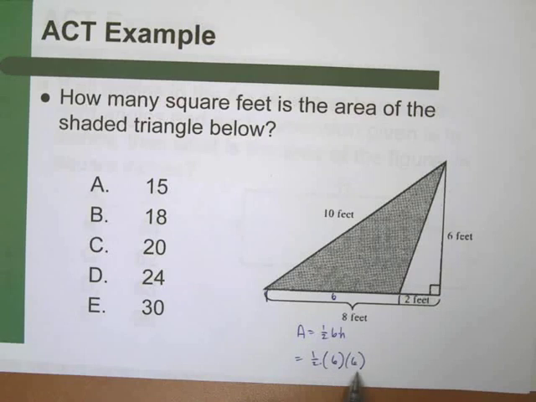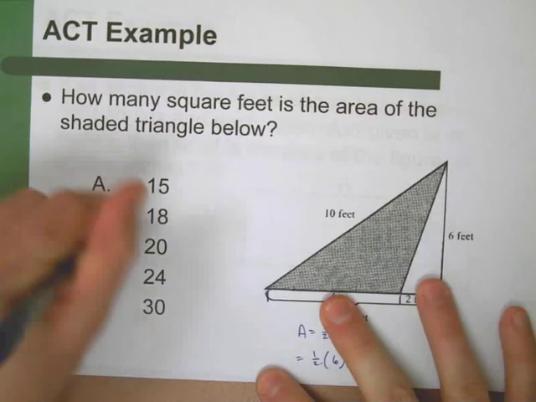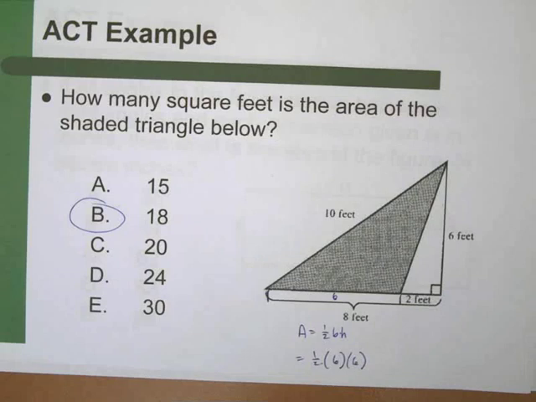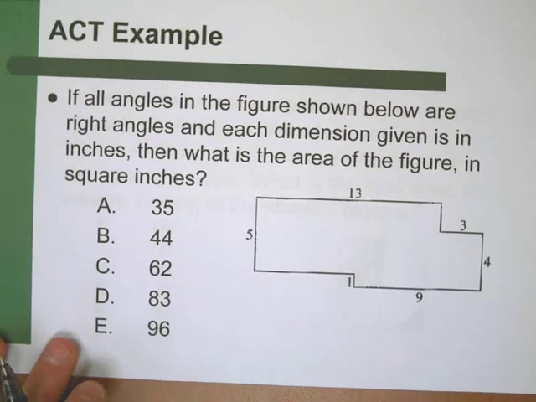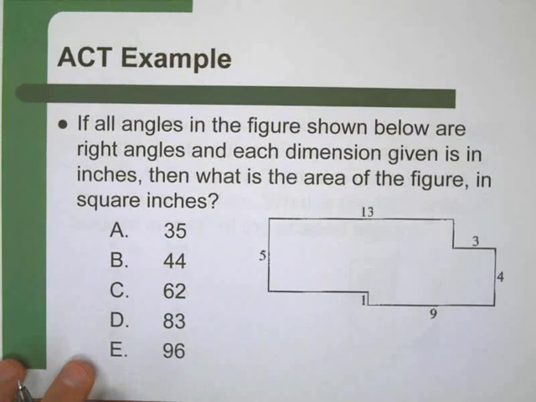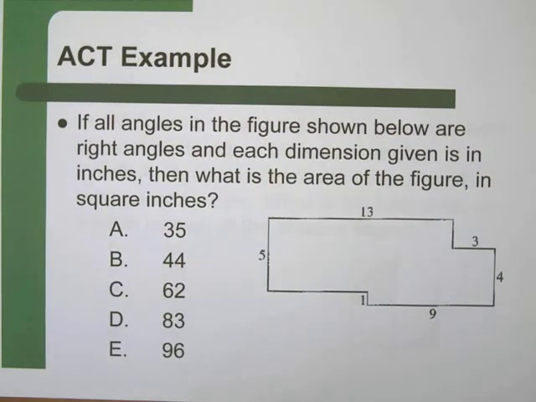So the area is 1/2 of 6 times 6. 6 times 6 is 36. Half of that is 18. It's an ACT problem, folks. It's made to where you don't need a calculator, okay? Don't overthink them.